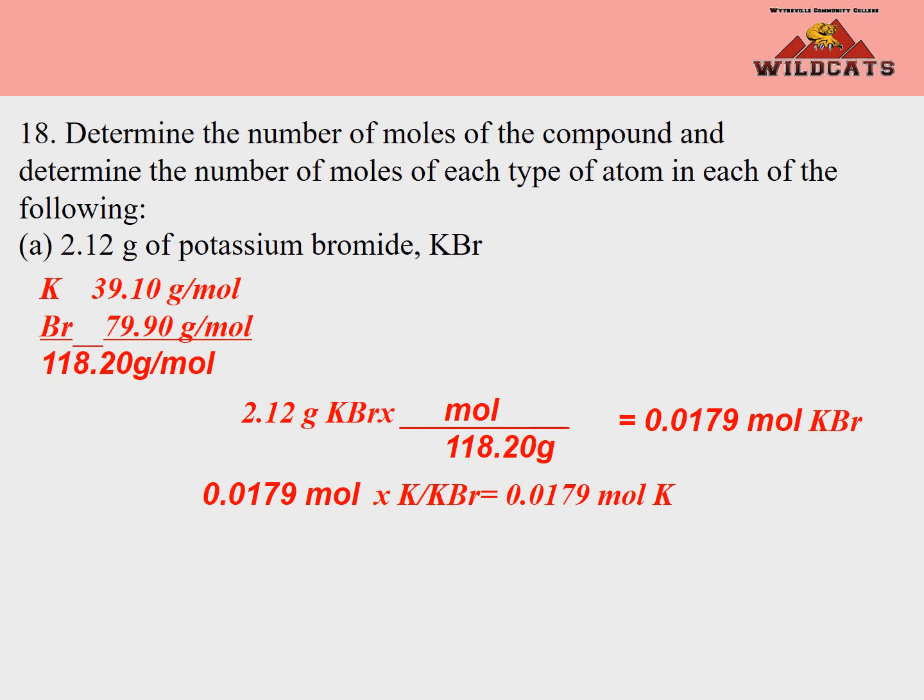And then if we want each atom, we've got 1 K, 1 B, and 1 Br, so our number is going to stay the same for both, or 0.0179.